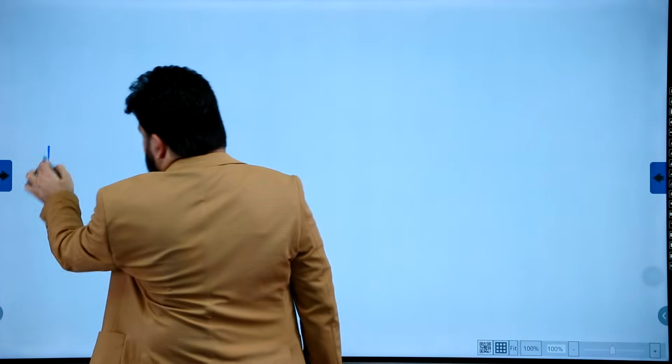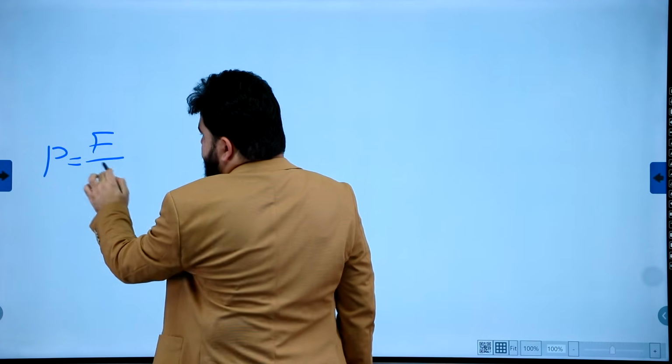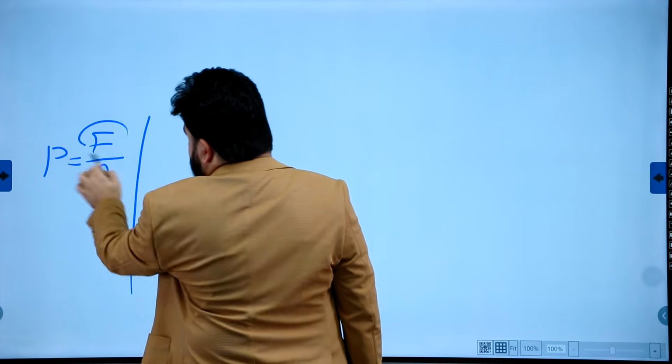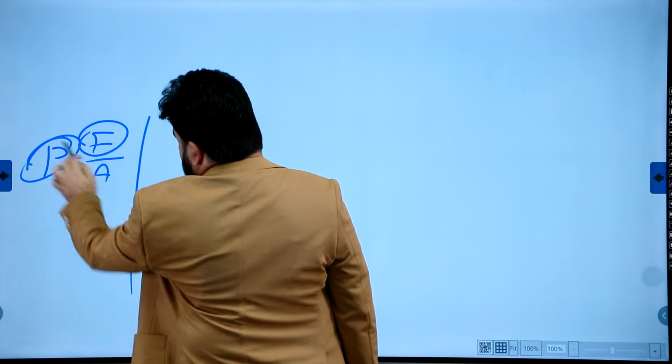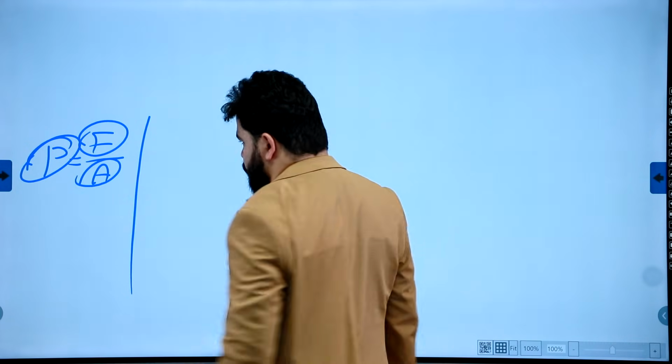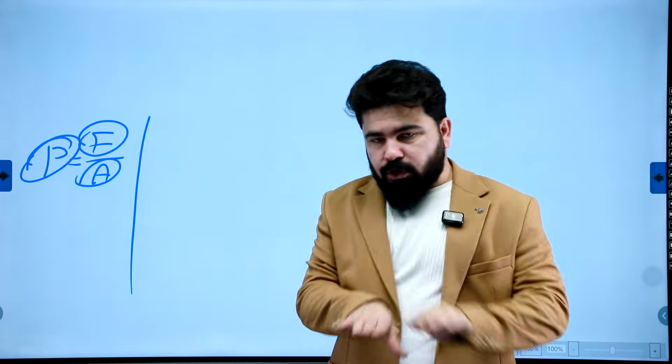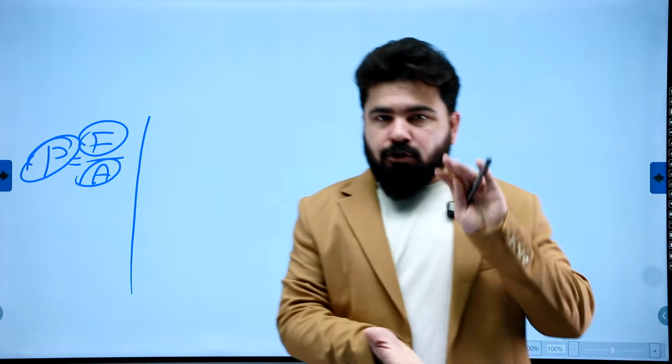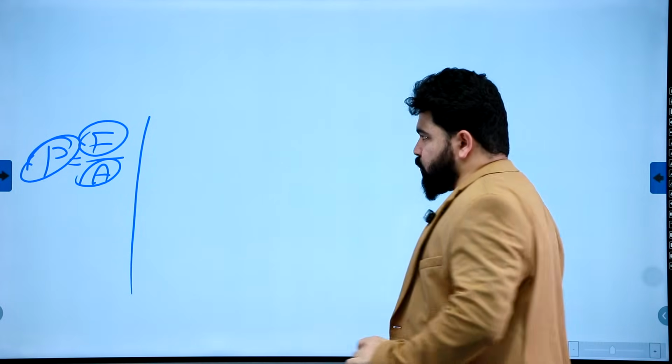Now, you have three types of pressure. Pressure is equal to force divided by area. It depends on force and area. Pressure is directly proportional to force, and with area, it's inversely proportional. This is used in solids, or when you have a mattress or a box, you apply force on this box, you're going to use this equation.